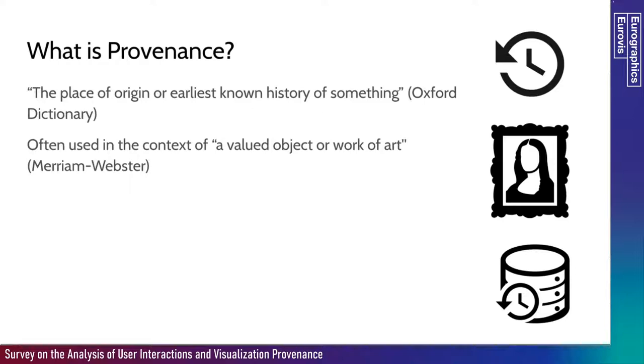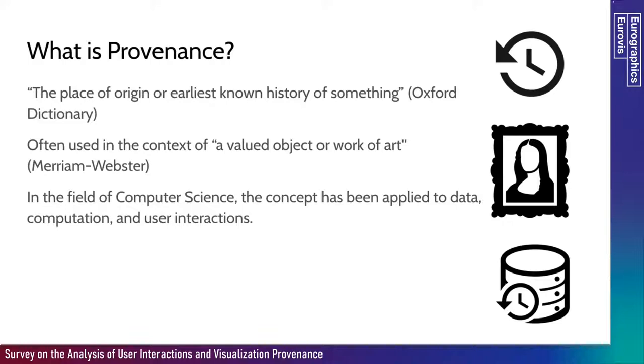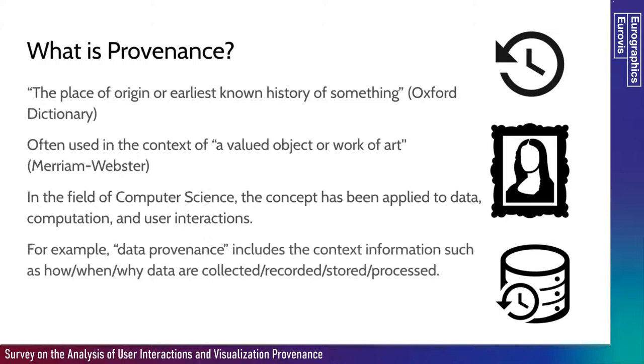The concept of provenance is adopted and extended in computer science and applied to notions such as data, computation, and user interactions. For example, the provenance of data, or data provenance, includes the context information such as how, when, and why data are collected, recorded, stored, and processed. It provides a broader context than how it was originally used: not only the information to repeat the process, but also context such as why it was done.